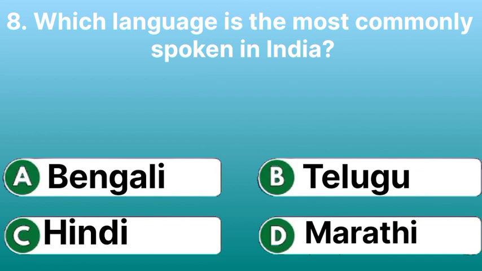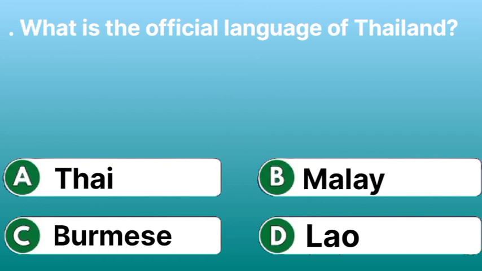Question 8. Which language is the most commonly spoken in India? A. Bengali. B. Telugu. C. Hindi. D. Marathi. Answer C. Hindi.